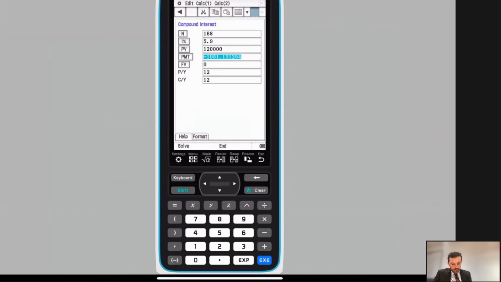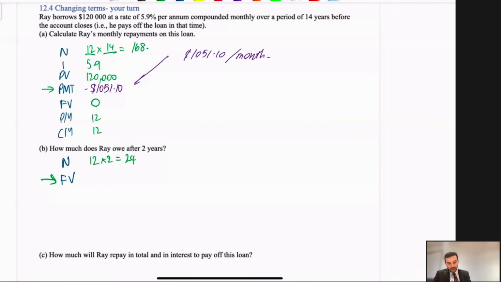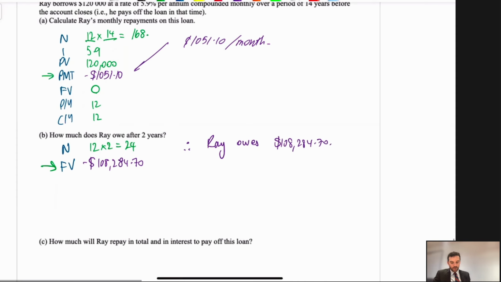Okay, so 12 times 2, and we're going to figure out our FV. We're going to assume he's going to do the same payments. Negative 108,284.70. Okay, and that's going to be his final balance after that amount of time. So therefore, Ray owes $108,284.70. Let's move on to the next example.